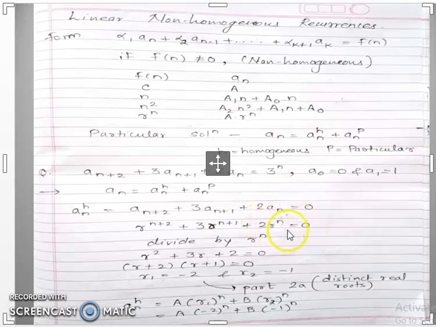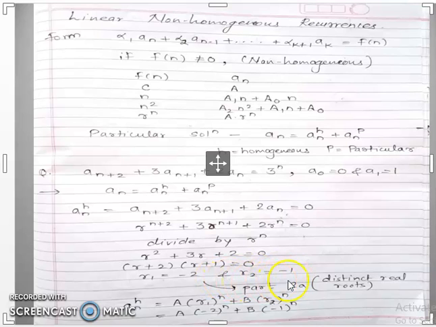Then to find the value of the roots, we divide this equation by r^n. When you divide each term of this equation by r^n, we get the next equation as r^2 + 3r + 2 = 0. Then we solve the roots of this quadratic equation. We find the roots: (r + 2)(r + 1) = 0. Then the first root value r1 is equal to -2 and the second root value r2 is equal to -1.